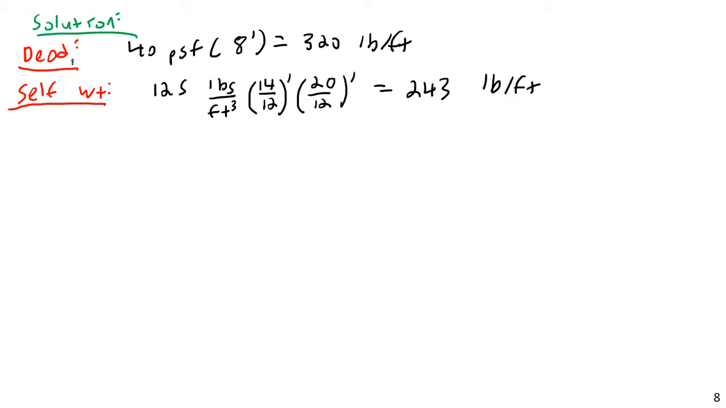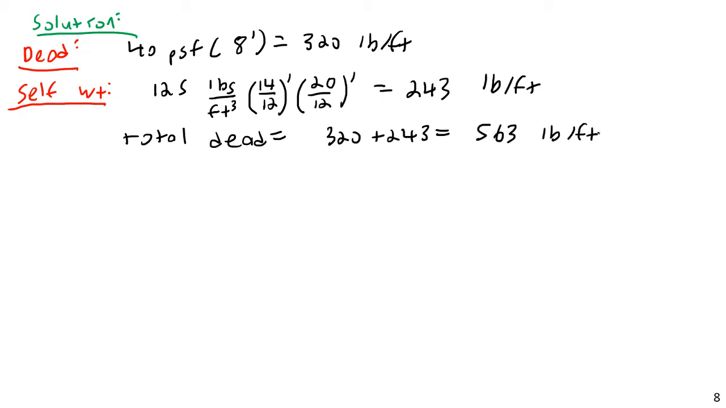However, in our load combinations, we combine dead and self-weight, so our actual total dead load is going to be 320 plus 243, and this will come to 563 pounds per foot. So ultimately self-weight is just another form of dead load, and that's typically how the ASCE code and AISC and ACI, etc. treat self-weight. Ultimately, it is just a form of dead load.